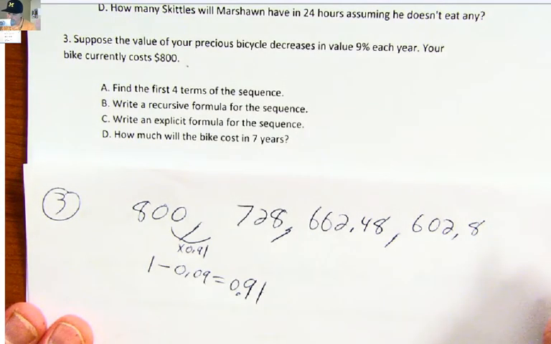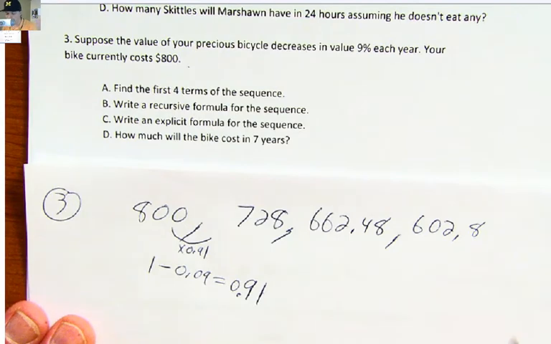Well, let's see. If this is your bike value, you want to project a strong bike value. So I would probably round this one up to 86 cents. All right, those are the first four terms. Part B, the recursive formula.